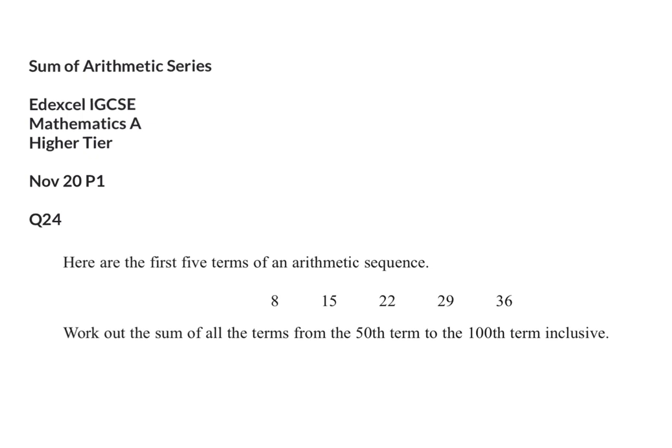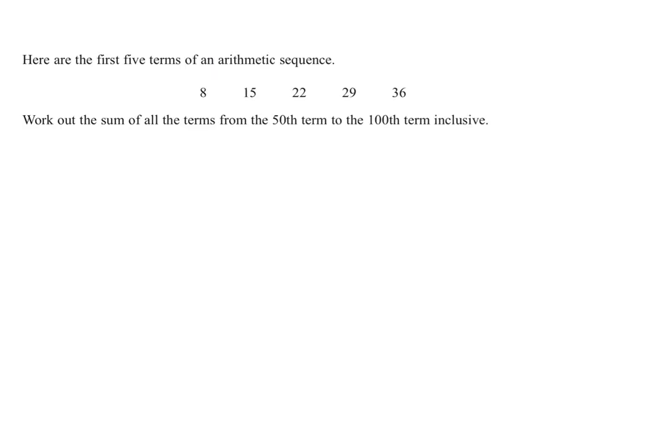This question involves finding the sum of an arithmetic series, but just a certain number of terms, not from the beginning of the sequence itself. So here is our sequence here, 8, 15, 22, 29, 36.